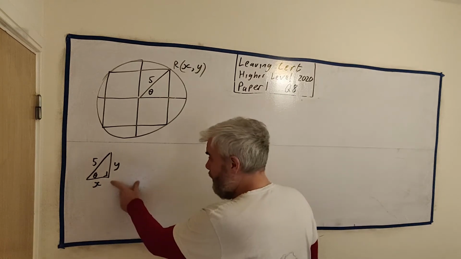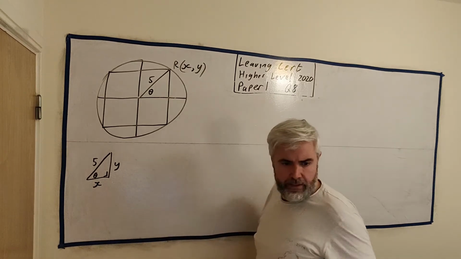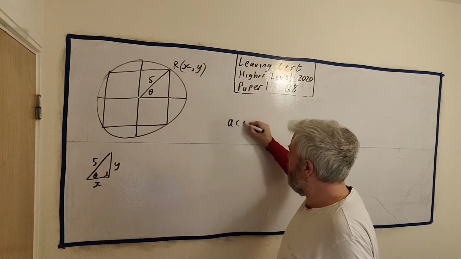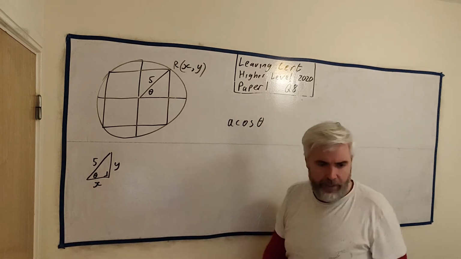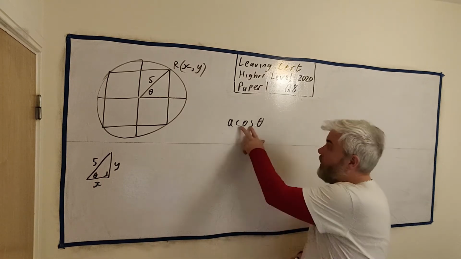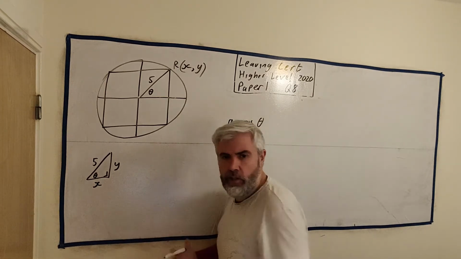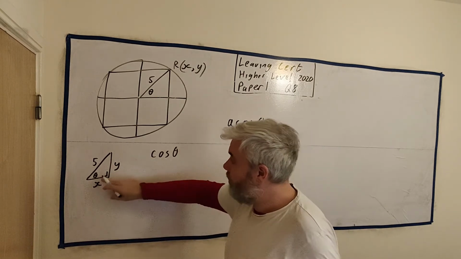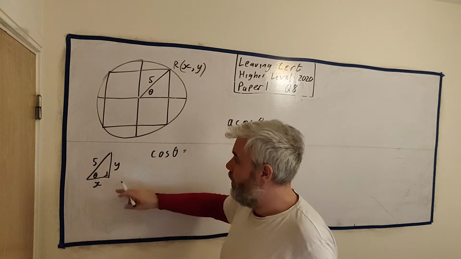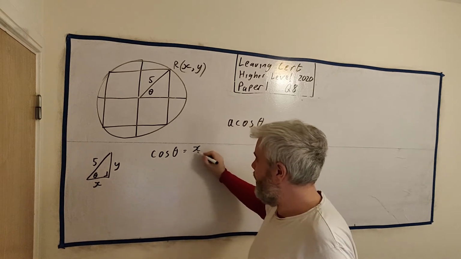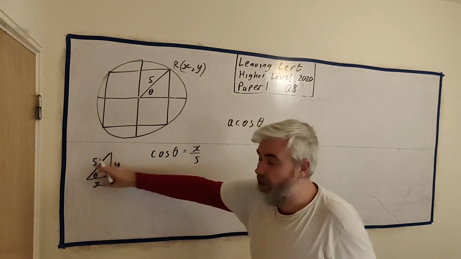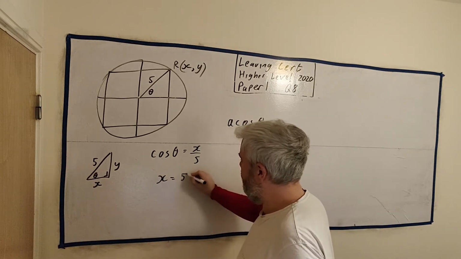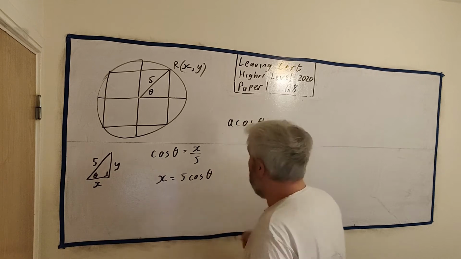So we know a lot about this. Let me write out what they want. They want a cosine theta. Let's just deal with that one for a minute. Well, we look at cosine and we think about a right angle triangle. We know that cosine of theta is equal to the adjacent, which is x, divided by the hypotenuse, which is 5. If I rearrange this, I get x is equal to 5 cosine theta. And that's what they wanted.